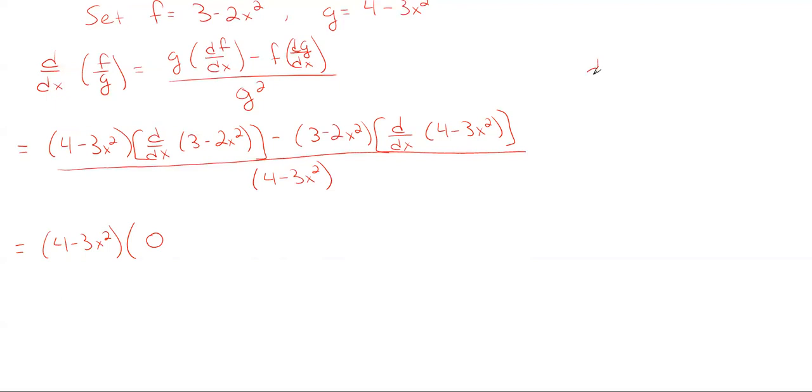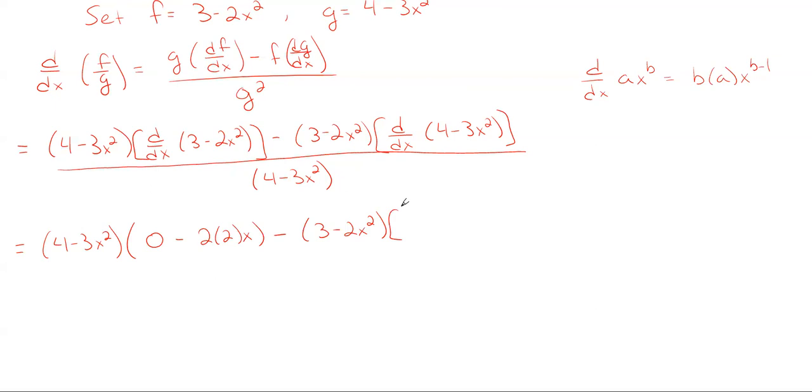Well, that is going to be in the form d/dx of a times x to the b. The derivative of that is just going to be b times a x to the b minus 1. So drop b down, which is 2. So I'm going to have minus 2 times x to the 2 minus 1, which just gives me 1. And then subtracting off 3 minus 2x squared, and then multiply by the derivative.